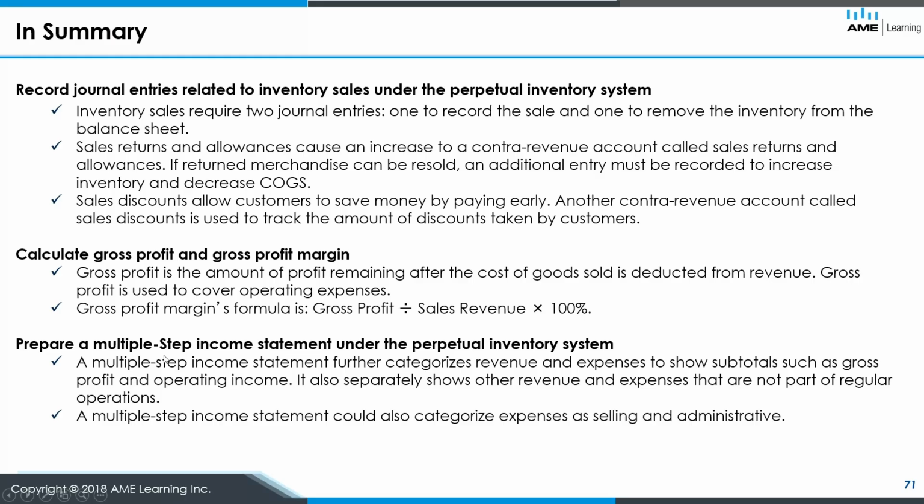We also talked about the multi-step income statement and saw how we have sections for calculation of gross profit. We have certain separated sections in our income statement for sales, for admin, and for other. So it's a more detailed income statement. It still produces net income or net loss, just like our basic income statement does, but it organizes the information into some new categories.